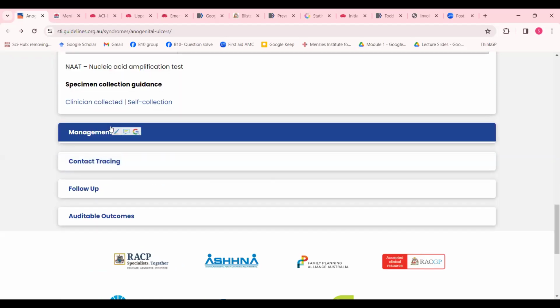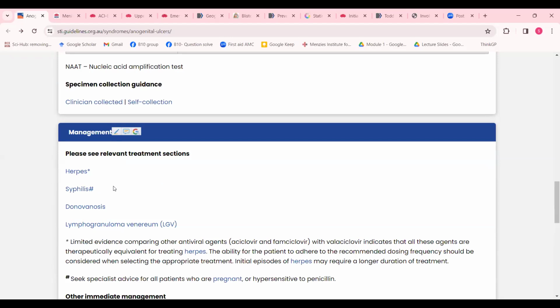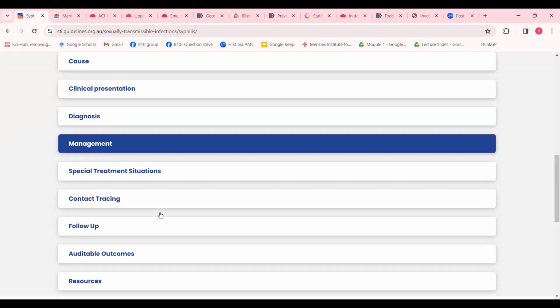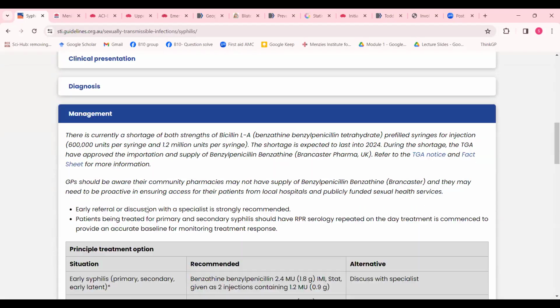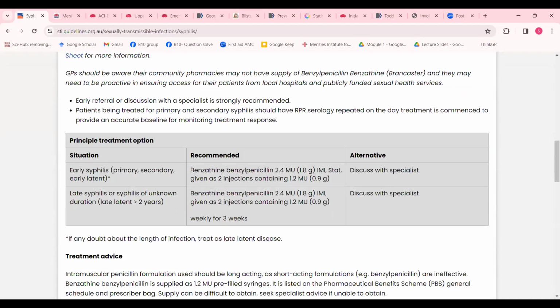Then when it comes to the management, our case was a case of syphilis, like all of you have said, because the patient we had in the MCQ came with a painless ulcer. So painless ulcer, case of syphilis. Syphilis management is basically with benzathine benzyl penicillin. Early syphilis, late syphilis, you have different stages. You can learn leisurely. Benzathine benzyl penicillin would be the drug of choice for syphilis management.